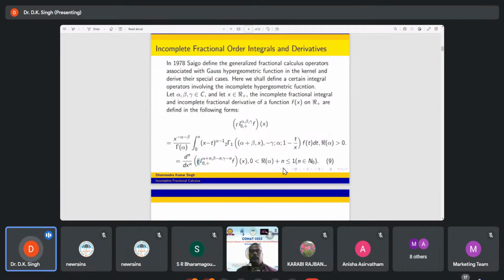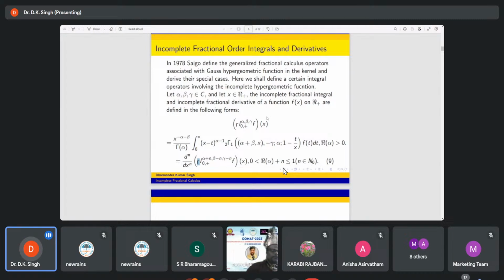the complementary gamma function from 0 to x, with alpha plus n, beta minus n, gamma minus n, applied to the function f of x. This is the condition: real alpha plus n should be greater than 0 and less than or equal to 1, where n belongs to the natural numbers. This is the form.